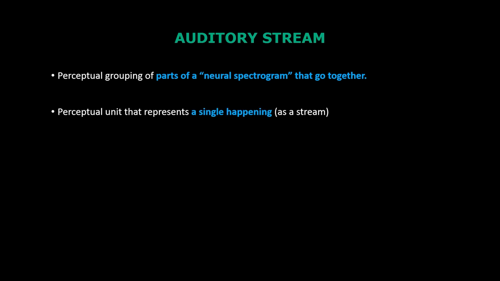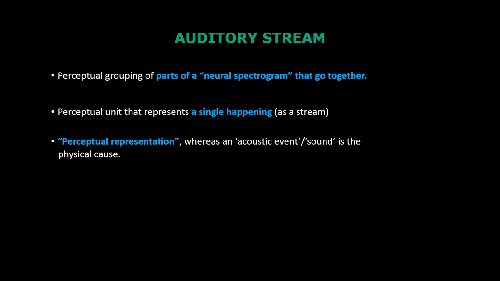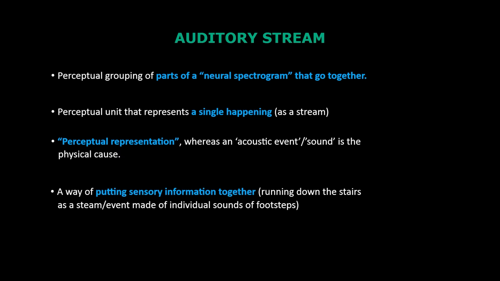Quick definitions of the auditory stream. They're a perceptual grouping of parts of a neural spectrogram that go together. They represent a single happening as a stream. It's a perceptual representation, whereas an acoustic event or sound is a physical cause, and a stream is a way of putting sensory information together.